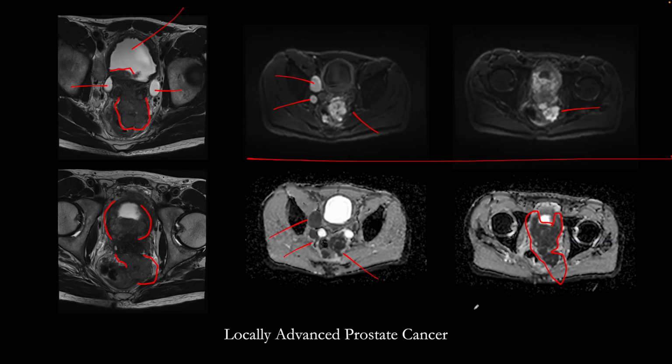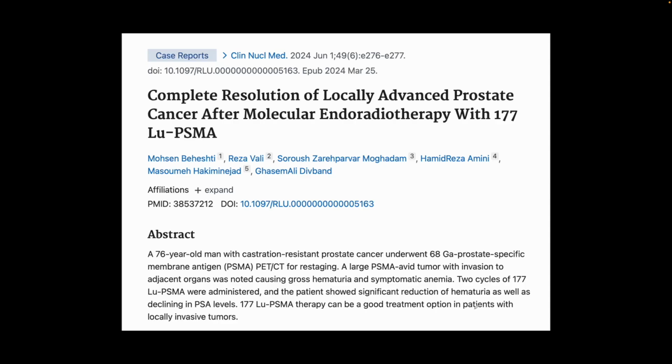And so this patient would be a good candidate for bilateral nephrostomy tubes before the cancer treatment is started. The cancer treatment has to be systemic because the disease is widespread. Also, there's a good correlation between the PSMA PET-CT and the pelvic MR on this patient. This is a related article, very interesting. Here the authors have reported in a case report, complete resolution of locally advanced prostate cancer after therapy with lutetium-177 PSMA.